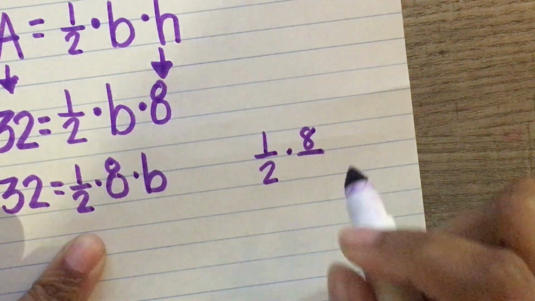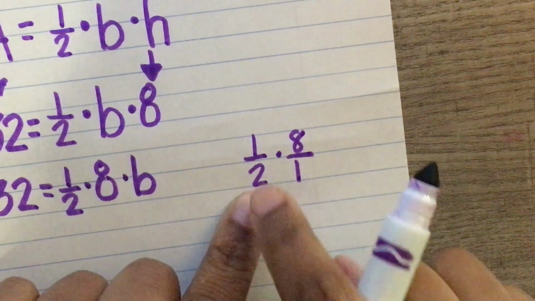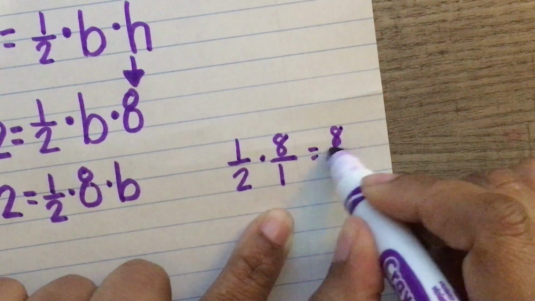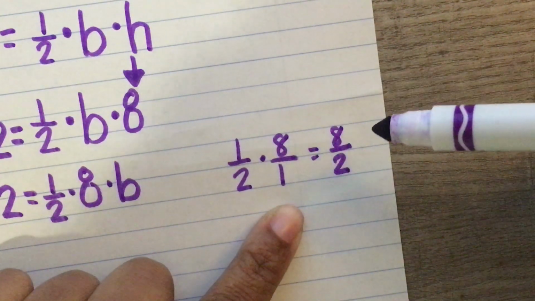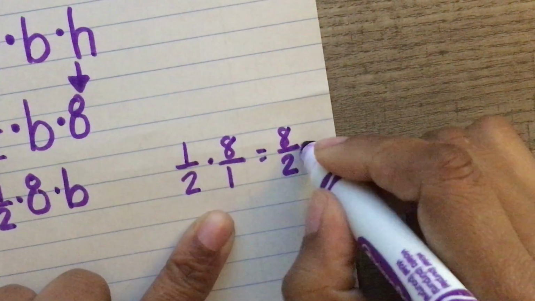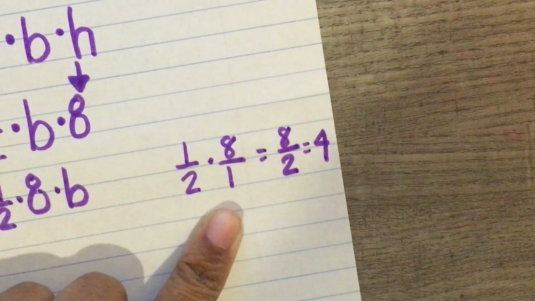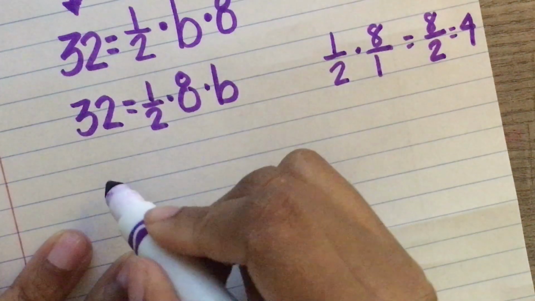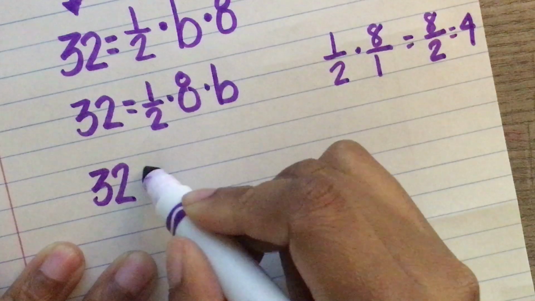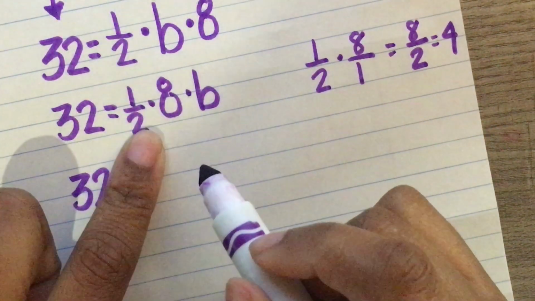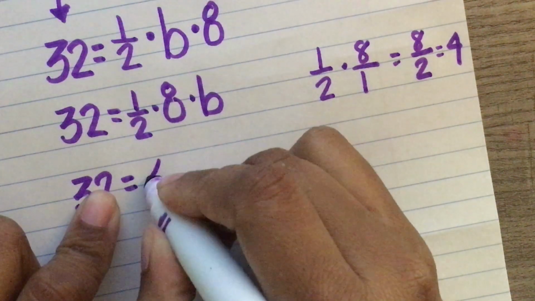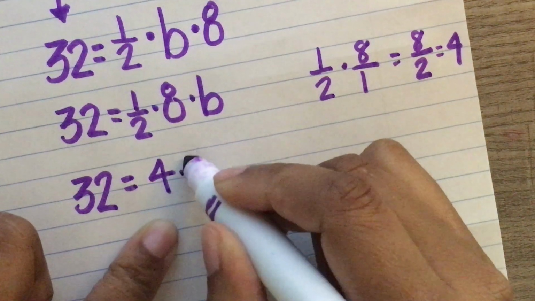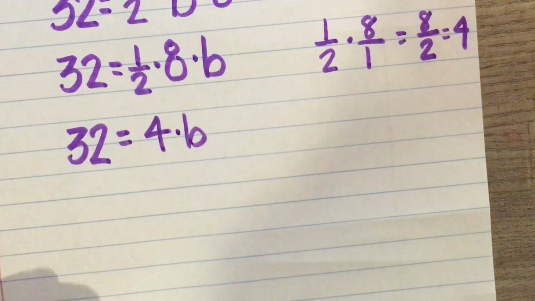And if I multiply by 8, I have to put it over 1. 1 times 8 is 8, and 2 times 1 is 2. Well, this becomes a division problem. 8 divided by 2 is 4. Okay, basically half of 8 is 4. That's what this is saying. So now I'm going to rewrite what I have. 32 is equal to, instead of having 1/2 times 8, I have simplified that into the number 4. And now I have 4 times b. Okay, so now this looks like a problem that we know how to solve.